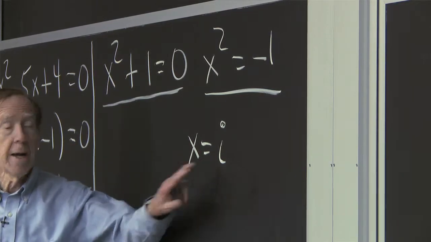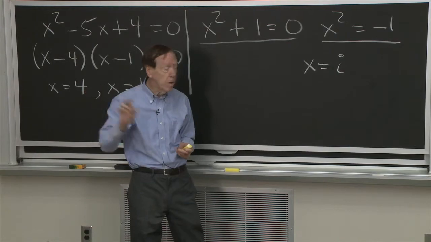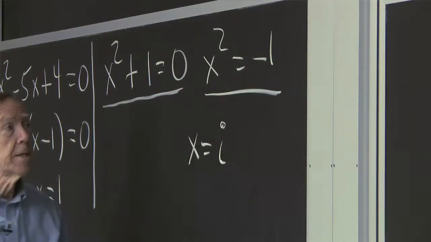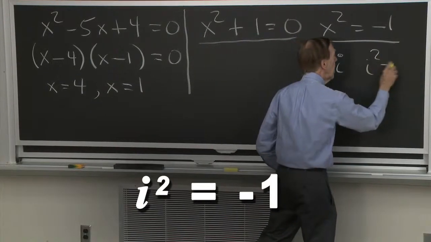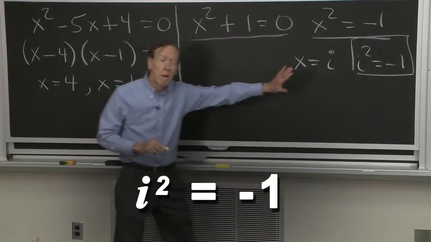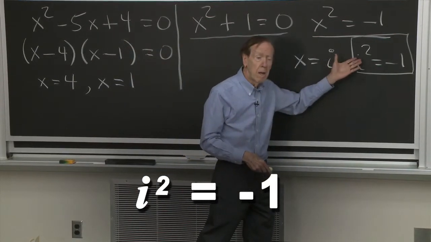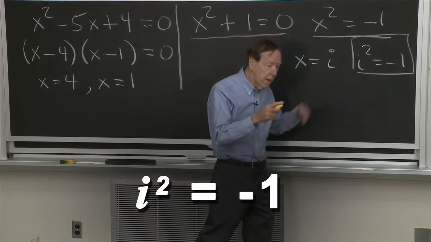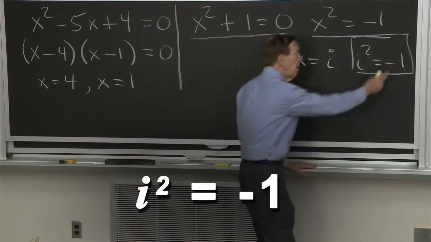So i is just defined to be a number whose square is minus 1. So x equals i, i squared equals minus 1. That's the key to everything. All about complex numbers will flow out of that condition that any time we see i squared, we can replace it by the real number minus 1.